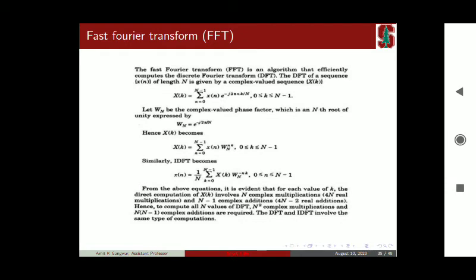We multiply by N the original time required for the computation. Initially, for one point, we need N complex multiplications and N minus 1 complex additions. Suppose there are N points, so we multiply N by the original time required for one point and get the computational complexity required for the N point sequence, that is N square multiplications and N into N minus 1 complex additions.